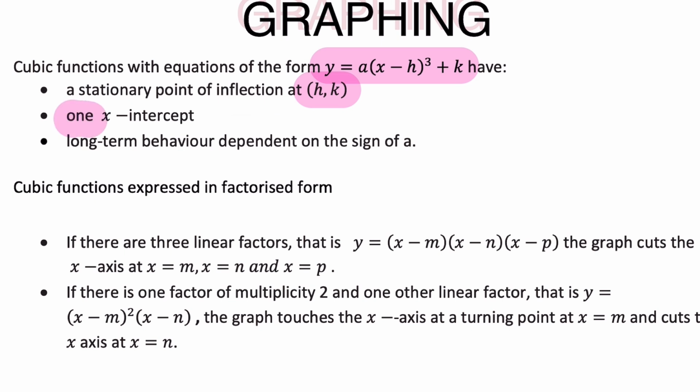This particular form will have one x-intercept, and the long-term behavior is dependent on the sign of a. Now, what we mean by that is whether it's a positive cubic, so that would be a is greater than 0, or a negative cubic, where a is less than 0.